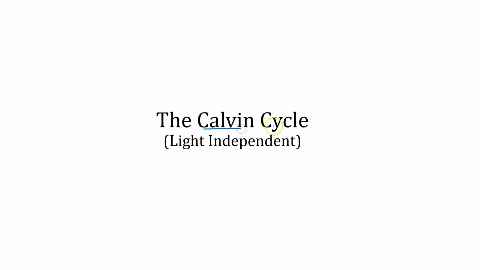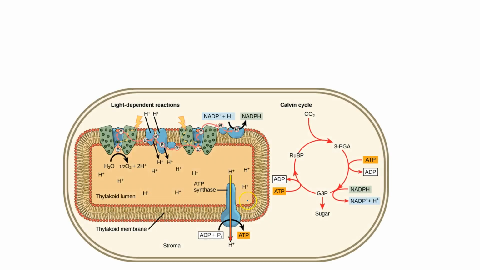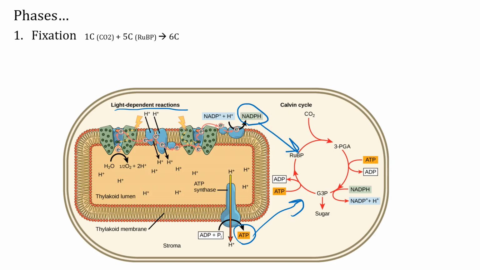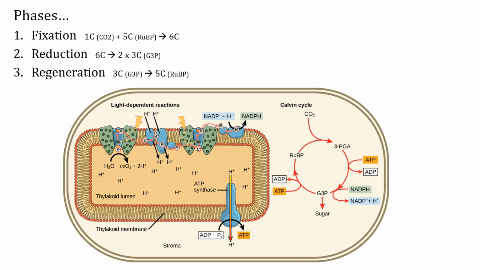The Calvin cycle. This is the light independent reaction. It can happen during the night, or it can also happen during the day. It doesn't matter. It doesn't require light to be present. So here's how it works. We said that electrons and energy are made from the light dependent reactions. These get brought over to the Calvin cycle. The actual Calvin cycle looks something like this. There are 3 phases to it: fixation, reduction, and regeneration.